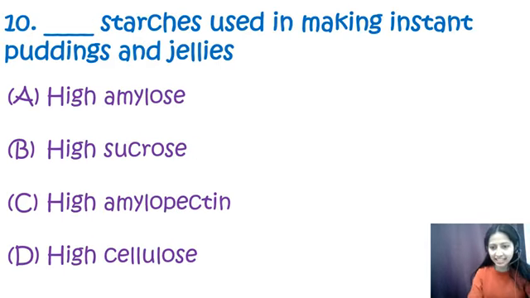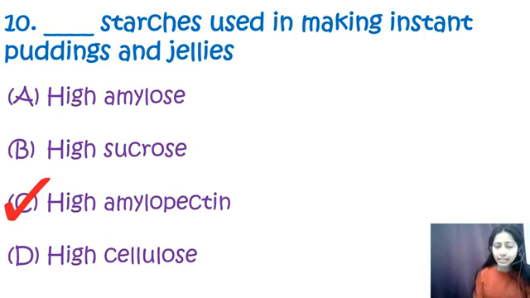So question number 10. Dash starch is used in making instant jellies and puddings. Options are high amylose, high sucrose, high amylopectins, and high cellulose. So over here my correct option is C, that is high amylopectins. This is because amylopectin is a type of polysaccharide which is present in the starch. It has the ability to gelatinize and form a thick and stable structure when it is mixed with water and heated.